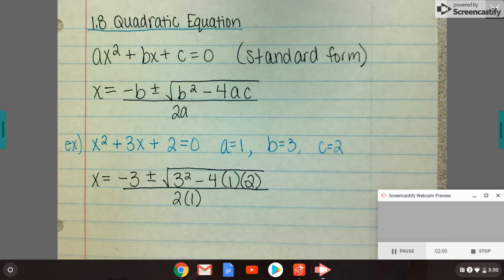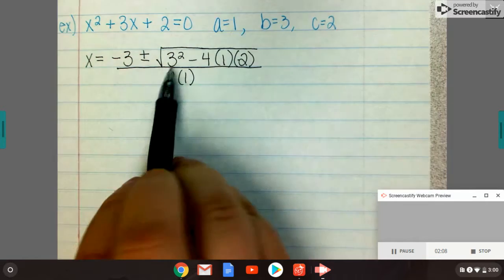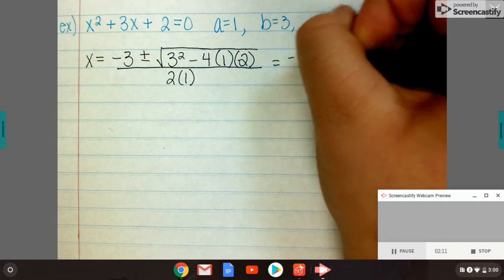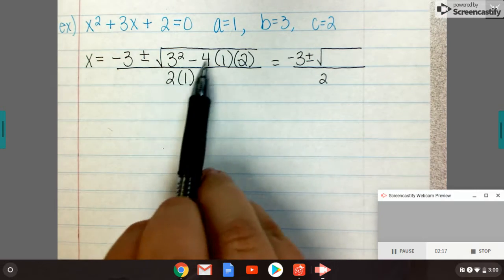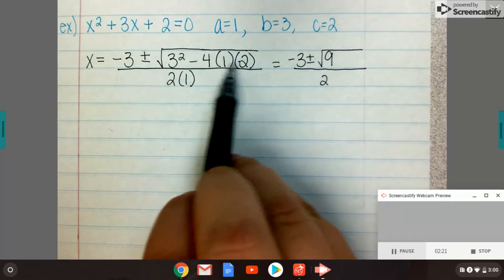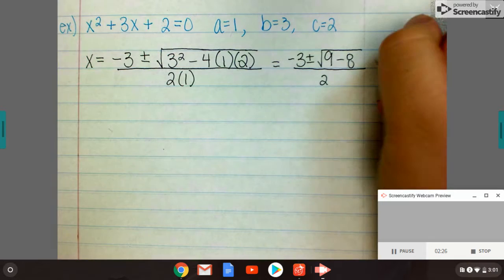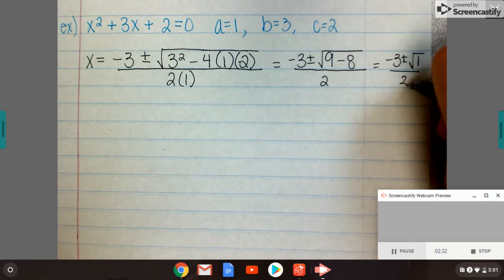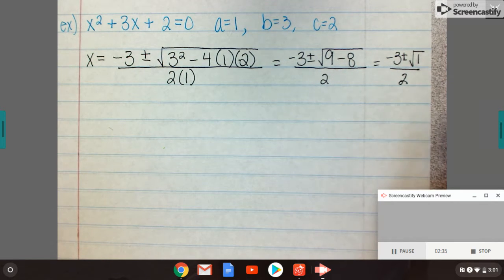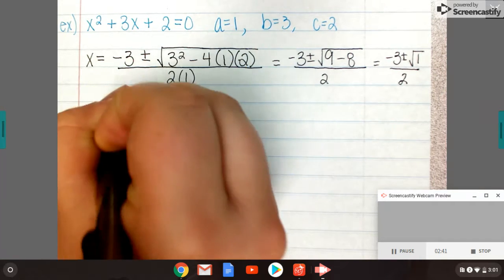All right, so I just rewrote it and plugged in the a, the b, and the c. From there, we can do some simplifying. Let's start from the inside and work our way out. What I mean by that is let's start on the inside of the square root and simplify in there first. So I've got 3 squared is 9, 4 times 1 times 2 is 8, and it's minus 8. Now I've got negative 3 plus or minus the square root of 1 over 2. Almost done then. The square root of 1 is itself. So I've got x equals negative 3 plus or minus 1 over 2.